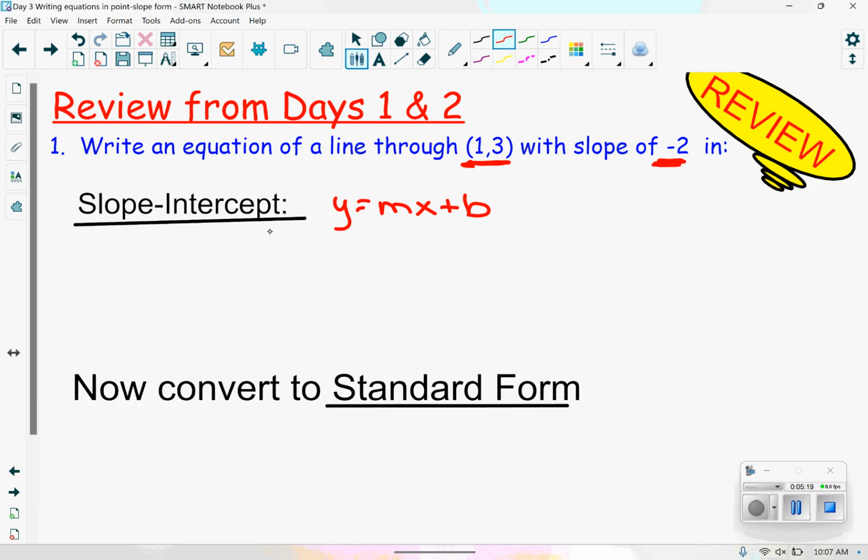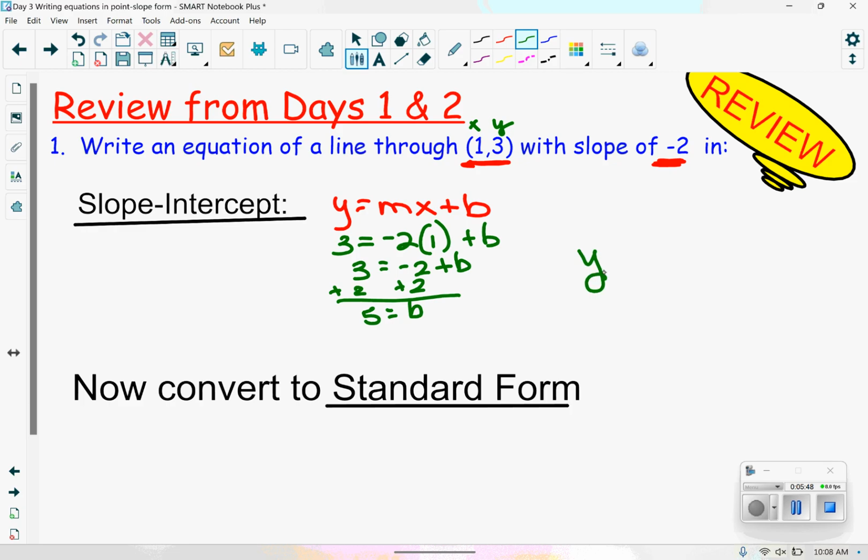So I'm going to choose the point, and this is my x and my y. So in place of y, I'm going to put a 3 equals my slope, which is -2, times my x, which I grab up here from my point, plus b. And I'm looking for what my b is. That's the whole point of this part. Add 2 to both sides. And looks like b is 5. So my equation then is y equals -2x plus b, which is 5.